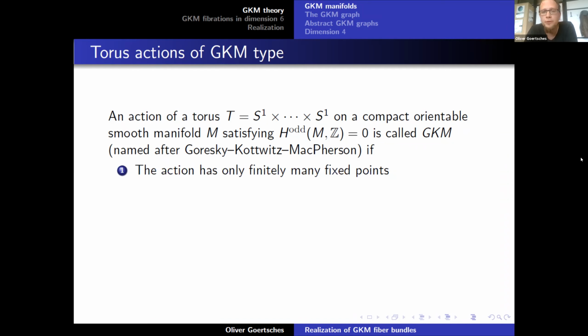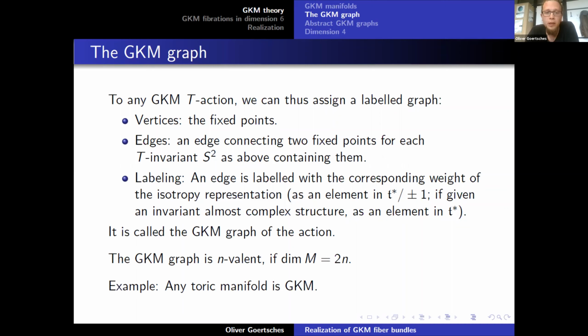Okay, so this is my GKM graph of the action. It's always an n-valent graph. Maybe the first example that comes to mind is that any toric symplectic manifold is automatically a GKM manifold, and one can directly see what the graph looks like. Namely, you just look at the momentum image of the manifold. We know that it is a polytope, and we know that the dimensions of the faces of the polytope correspond precisely to the dimensions of the orbits of the action.